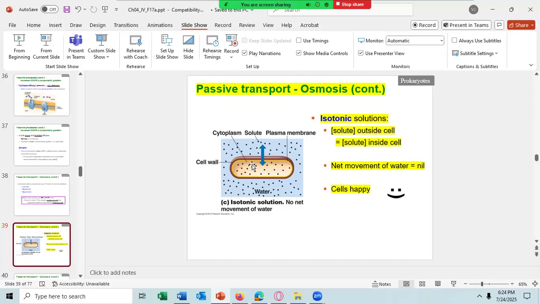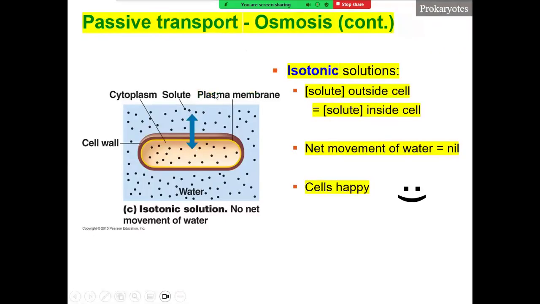By no net movement of water, we're not saying that water never moves into the cell, but if a water molecule does move into the cell, one water molecule moves out of the cell. And that means there's no net movement of water into the cell in an isotonic solution. Any question about isotonic?